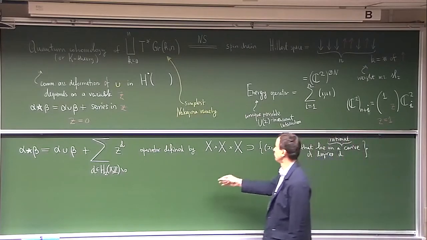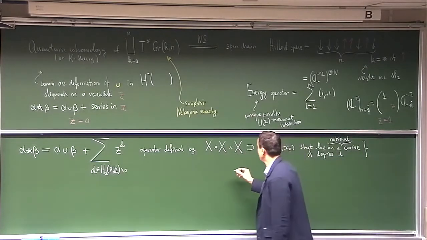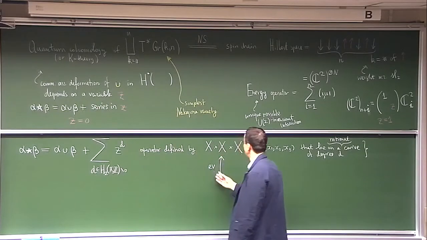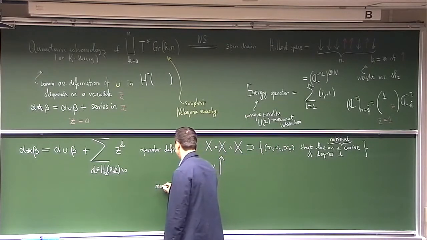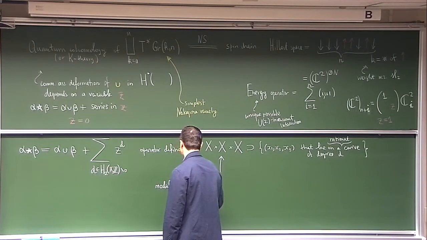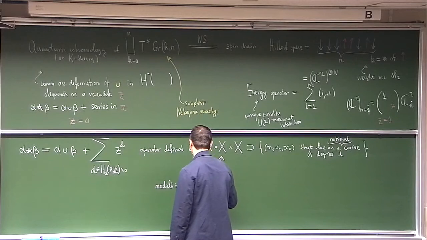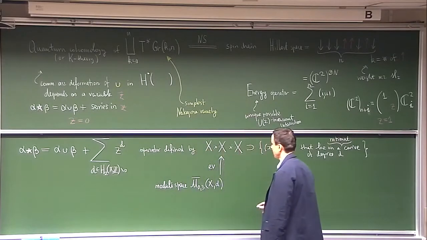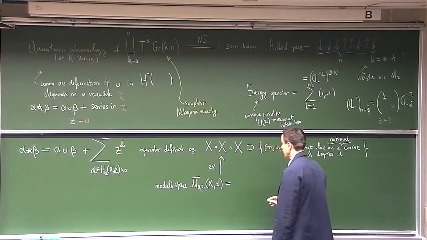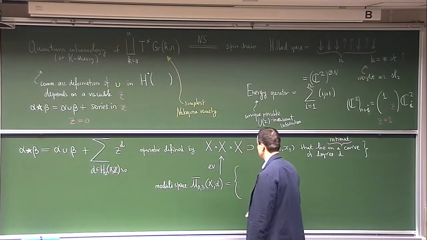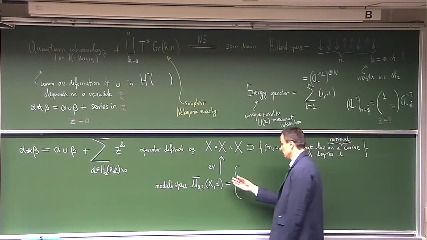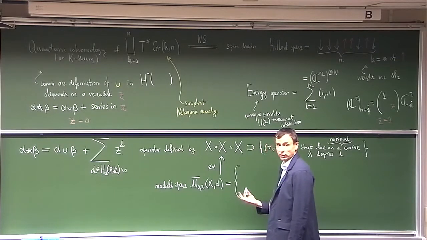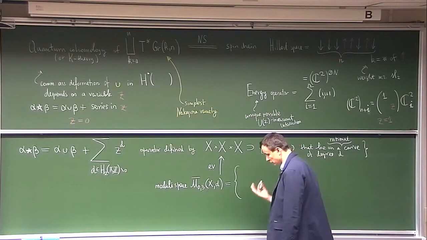More formally, if you want a more formal definition, why is this even a cycle? There's an evaluation map from the moduli space, M_{0,3} bar of X with degree d. This moduli space parameterizes the following data. An element of this moduli space is first of all a curve, at worst nodal, of arithmetic genus 0.